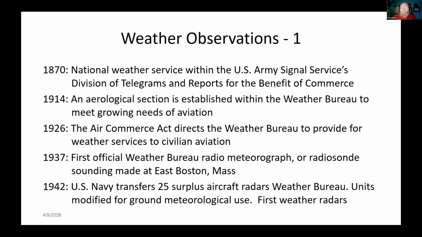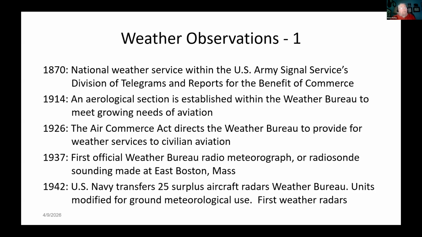Weather observations. Sometimes we wonder where all of this comes from. Going all the way back to 1870, that marks the beginning of official weather observation in the United States. And you can see the various dates. By 1914, it was decided that we needed to do something for aviation. By 1926, they formalized the Weather Bureau and said you will provide services for civilian aviation.